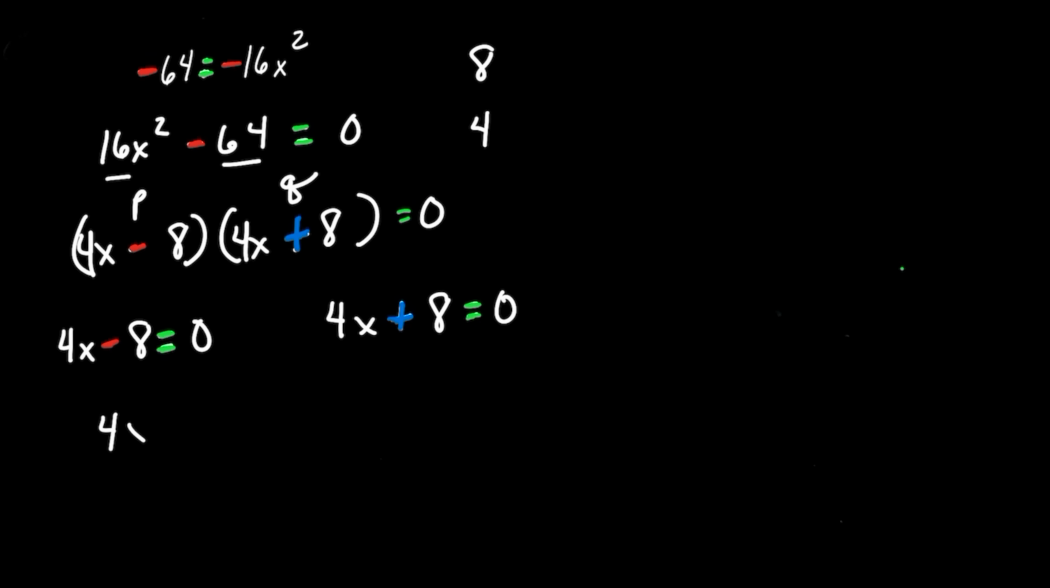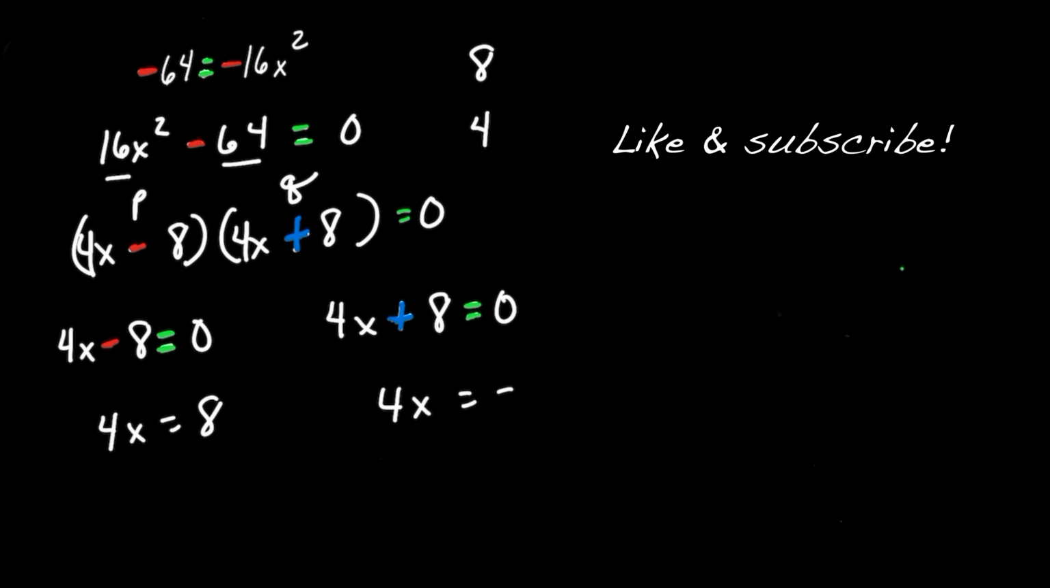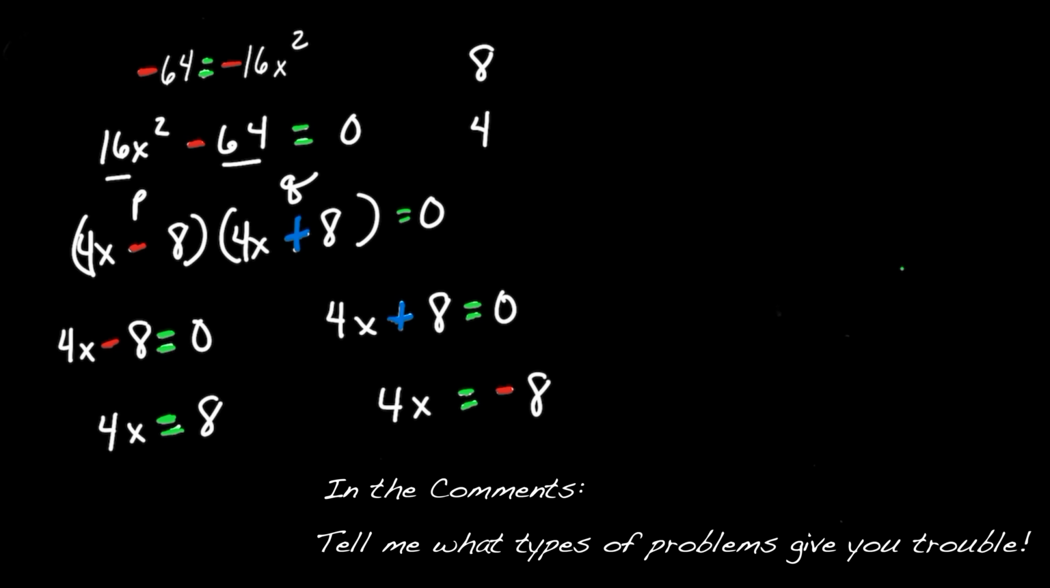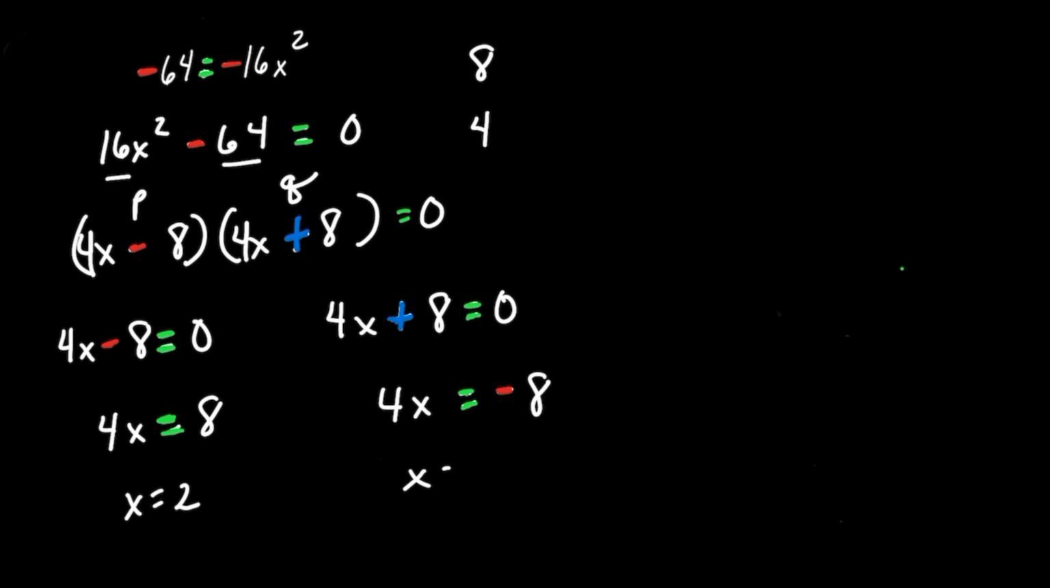So if we add 8 to both sides, we get 4x equals 8 and 4x equals negative 8. Then we divide both sides by 4, and then we divide both sides by 4 again. So we're left with x equals 2 and x equals negative 2 as our roots. Now we can plug these back into the original equation to check and make sure that these roots make the equation true.